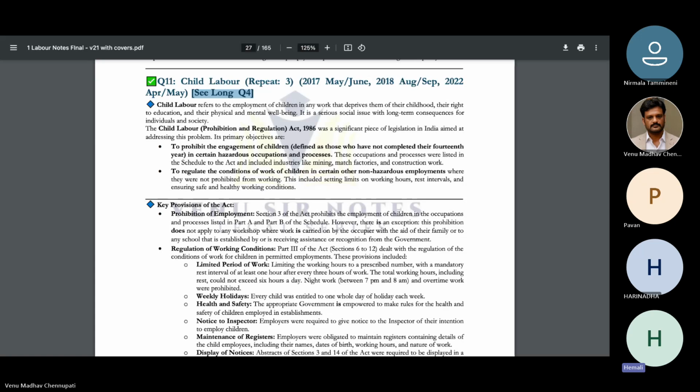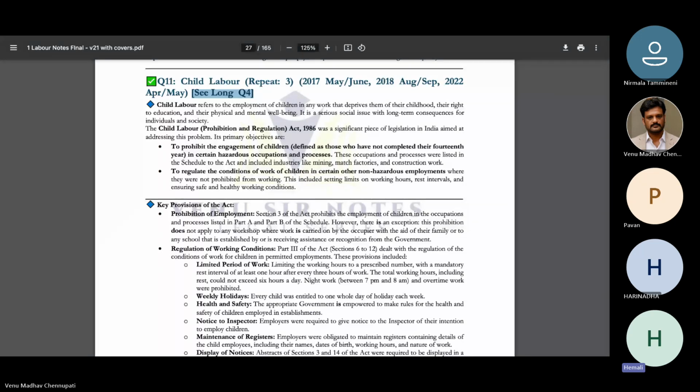The Child Labor Prohibition and Regulation Act 1986 was a significant piece of legislation in India aimed at addressing this problem. Primary objectives are to prohibit the engagement of children, defined as those who have not completed their 14th year, in certain hazardous occupations and processes. These occupations and processes were listed in the schedule to the act and included industries like mining, match factories, and construction work.